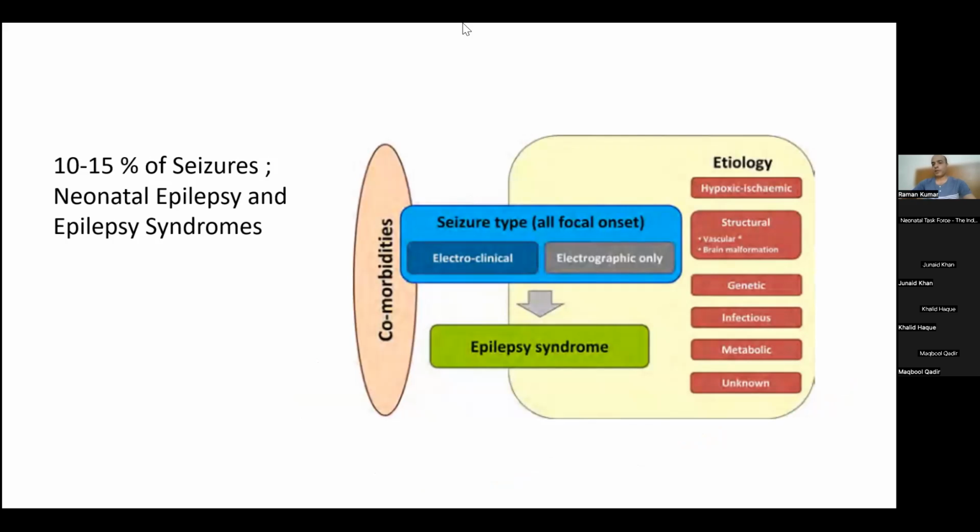Now this is a very, very important slide to know. If we look at this slide, in order to identify epileptic syndromes like Ohtahara syndrome, like developmental and epileptic encephalopathies, in such syndromes we need to know the comorbidities on one side, and we also need to figure out if there is any underlying etiology.